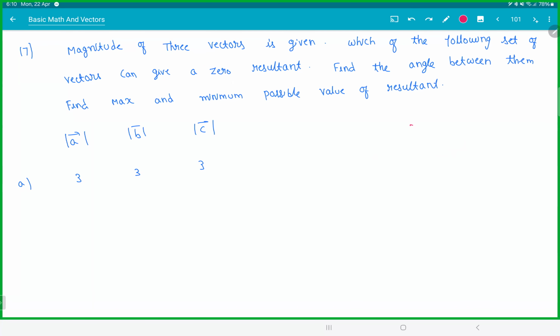That is the first question. Second, if you can get a 0 resultant, find the angle between them. Third, what are the maximum and the minimum possible values of the resultant? Meaning, if you can add them however you want, what is the maximum and what is the minimum possible value?